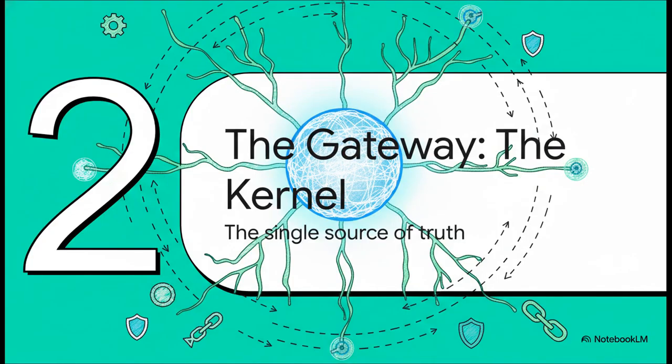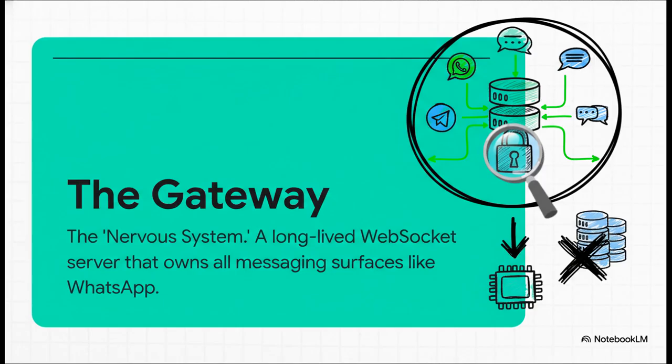So let's zoom in on that hub, the gateway. This thing is the absolute heart of OpenClaw. It's acting just like the kernel of a traditional operating system, or you could even think of it as the central nervous system. It is the single source of truth for everything that happens. So, what is this thing under the hood? Well, technically, it's a WebSocket server that's designed to run forever, basically. It's always on, holding open those connections to WhatsApp, Telegram, and whatever else you've hooked up.